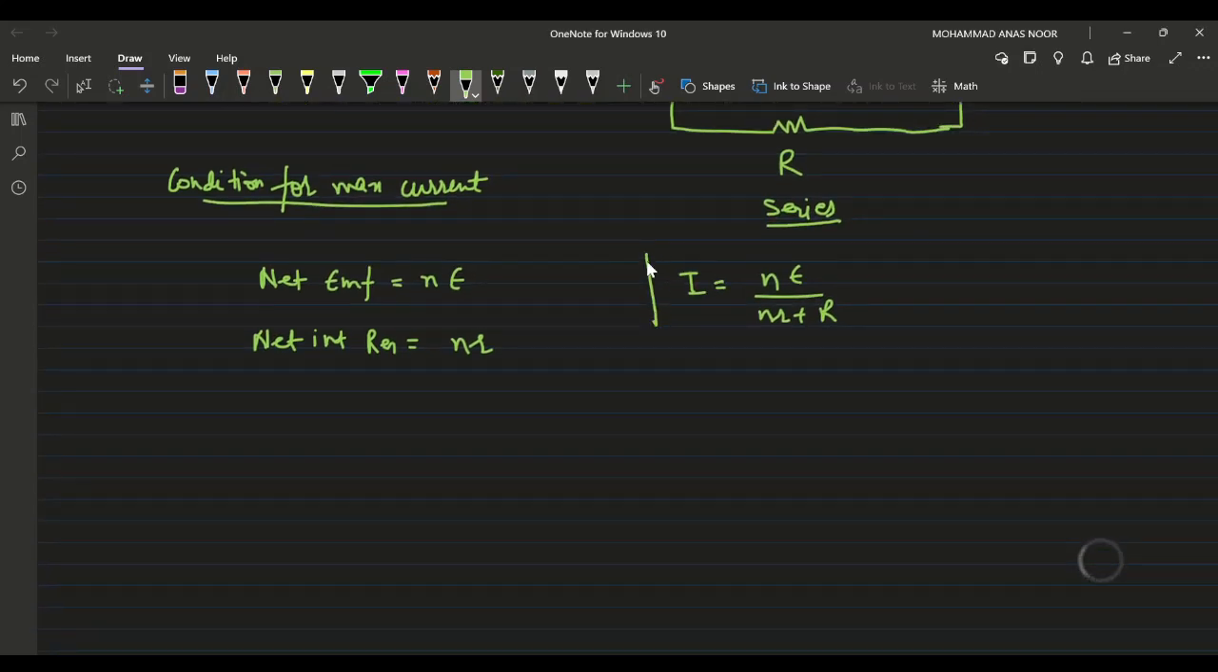There will be two cases that we use practically. Practically I'm talking about. So the first case is when R is greater than nr.